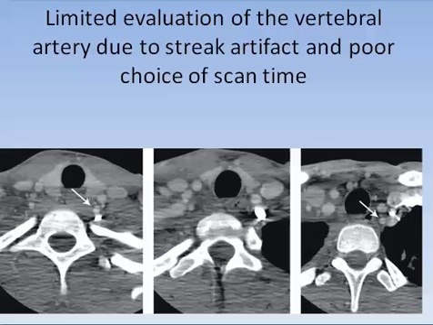Evaluation of the vertebral artery is limited due to streak artifacts and poor choice of the scan time, which is common because, of course, the vertebral artery is at the root of the neck. There are streak artifacts, and it needs synchronization of the scan time with the passage of the bolus along the vertebral artery. So this is important. That's why the study of the vertebral artery is usually limited.